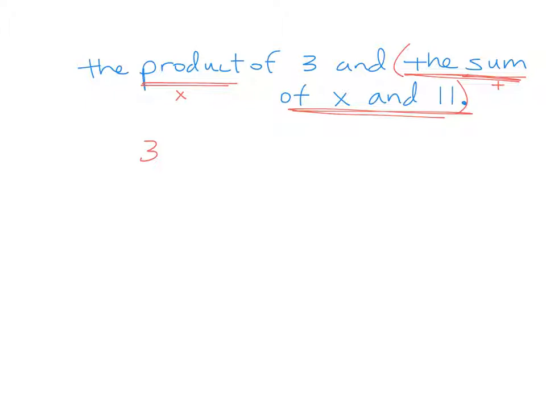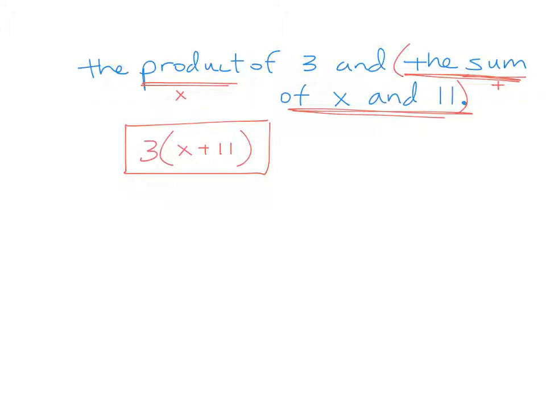So what you have to do here is you have to put parentheses in, okay? Because it's 3 times, remember, parentheses always means multiplication, okay? What's going to go inside the parentheses? X plus 11. So 3 times the quantity x plus 11. And that would be your answer. Okay? Questions on that?